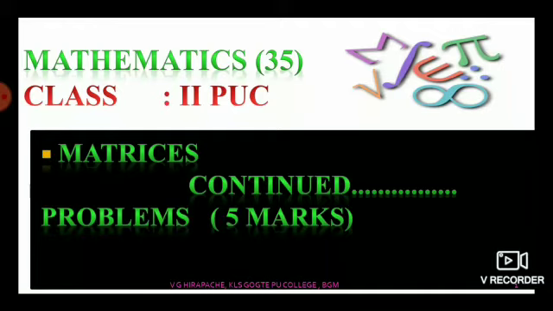Today let me start with the last part of the matrices, which are the problems from exercise 3.4. These are the problems important for 5 marks in the Part D section. Students, let me begin with today's first question, which is expected in the examination for 5 marks.